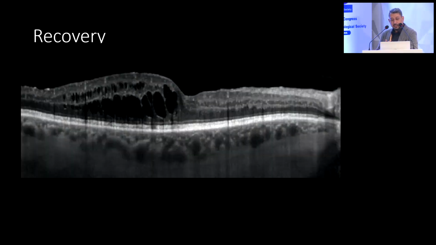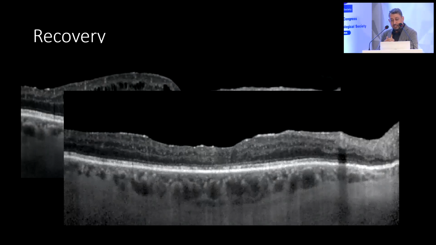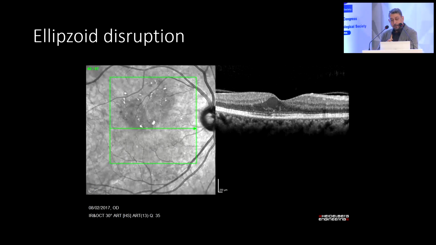So in this patient, you see there's edema, but after there's recovery, you can still see that the layers are distinct, and this could form a better prognosis against recurrence and all those things. Ellipsoid disruption, as we say, the outer retinal layers could be the keystone for having a good visual acuity.